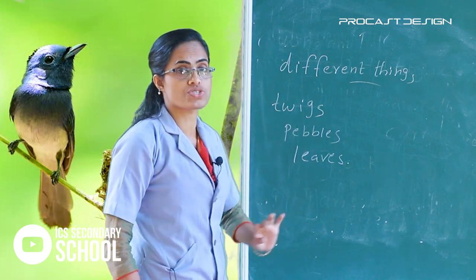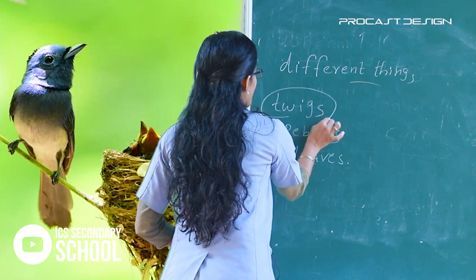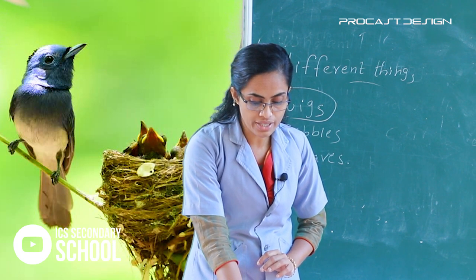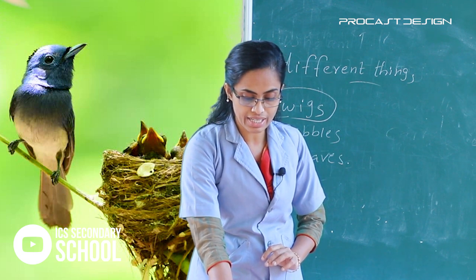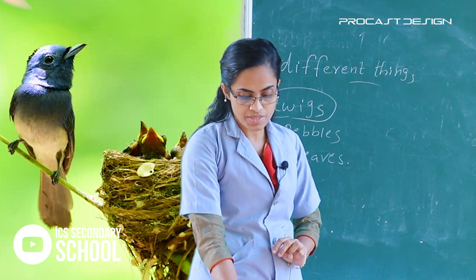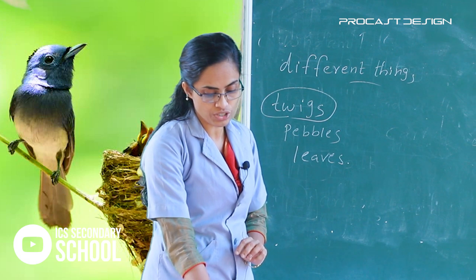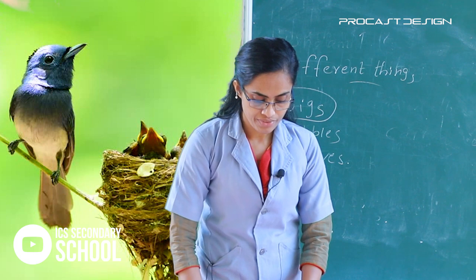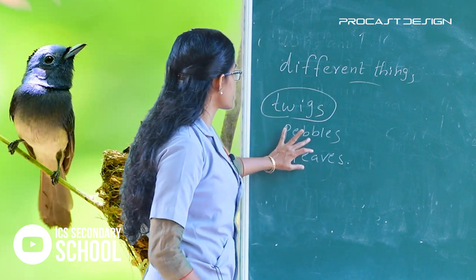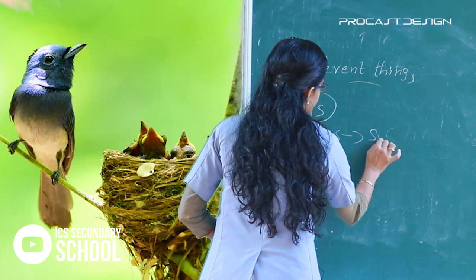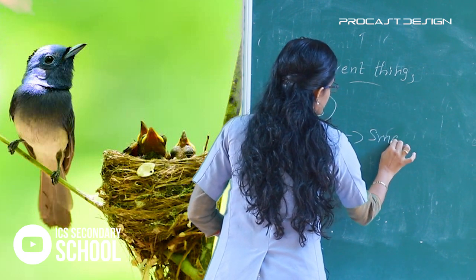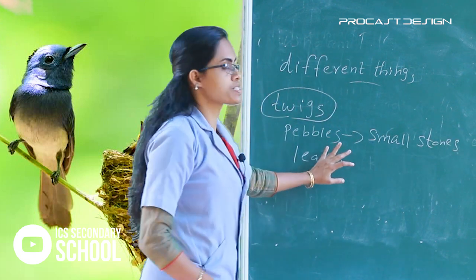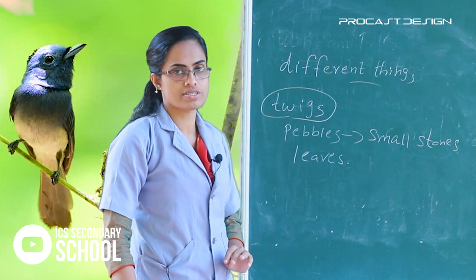Then what are twigs? Twigs means small thin branches growing out of the larger branches of a tree. That is twigs. And pebbles means small stones. Pebbles means small stones. Okay.